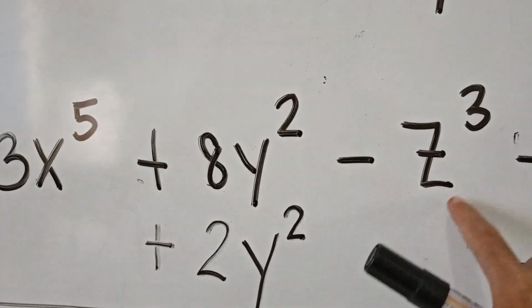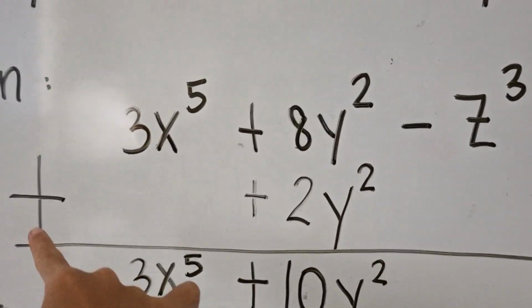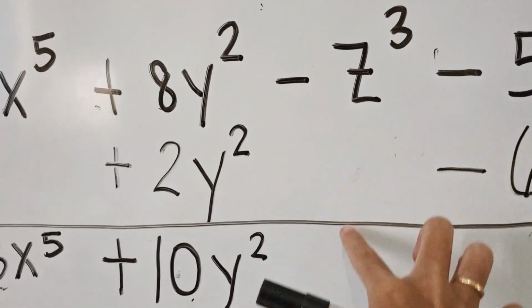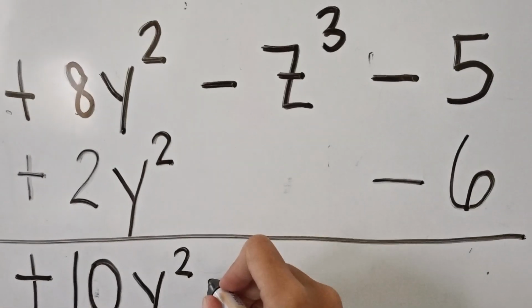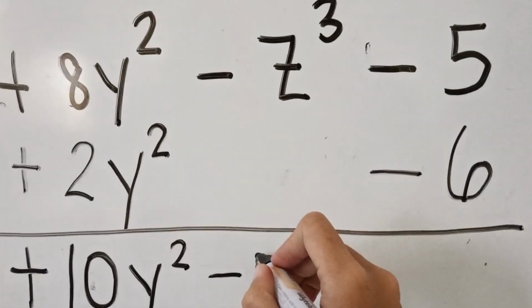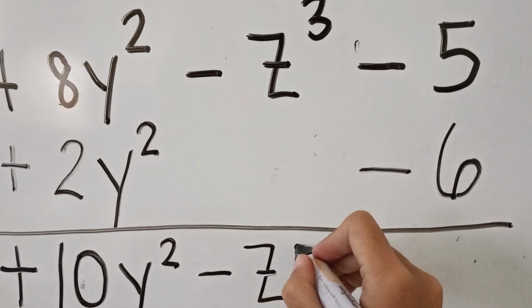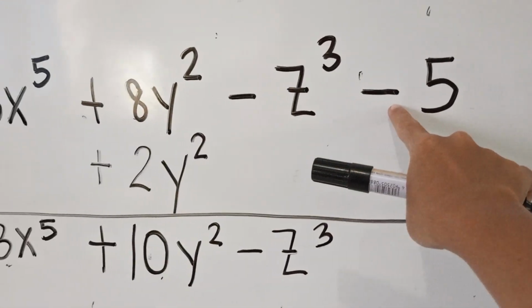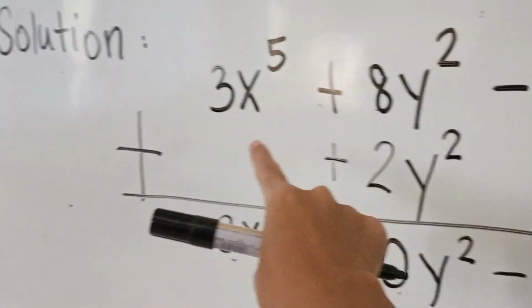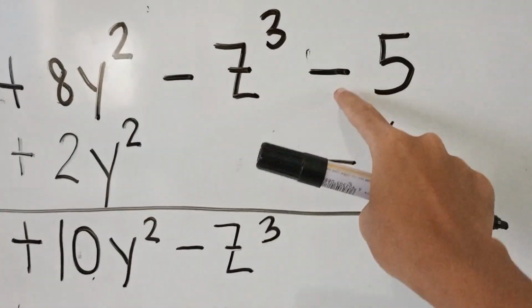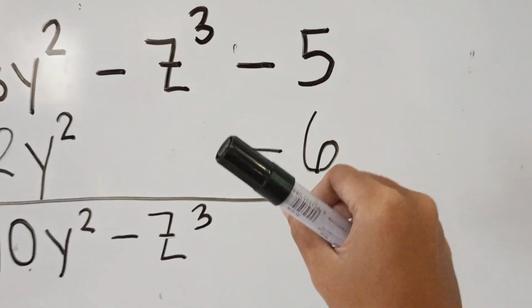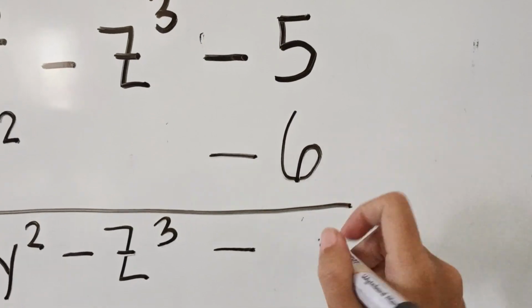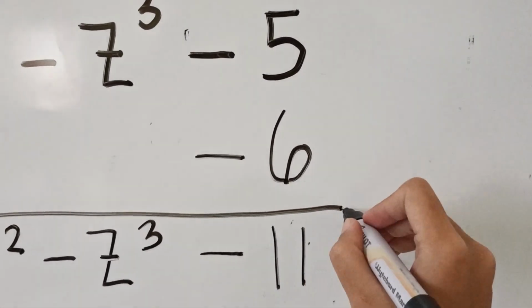Next, we have negative z cubed, and it doesn't have any same term, so we're just going to bring it down. So copy negative z cubed. And the last one, we have negative 5 plus negative 6. So both of them are negative, so they are the same sign. So the answer will also be a negative, and we're gonna add the numbers 5 plus 6 equals 11.